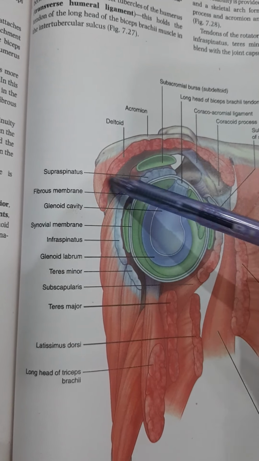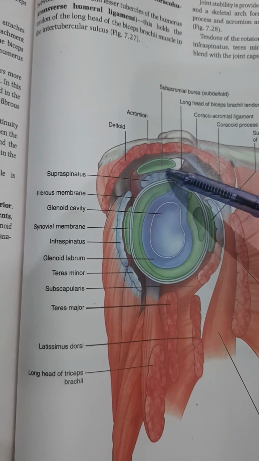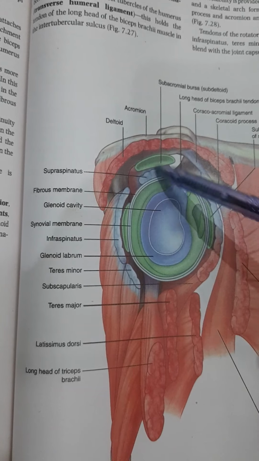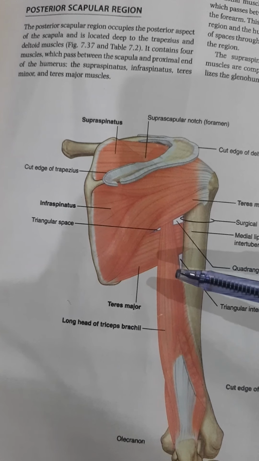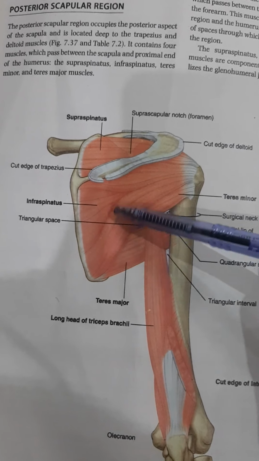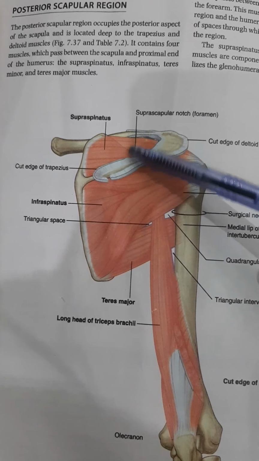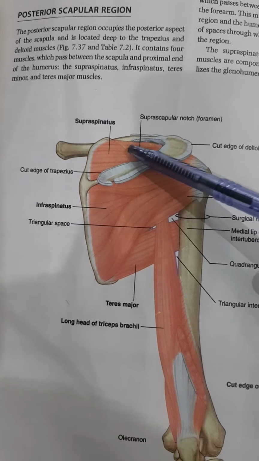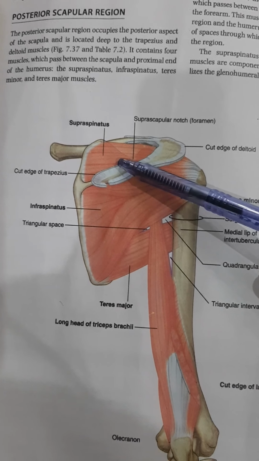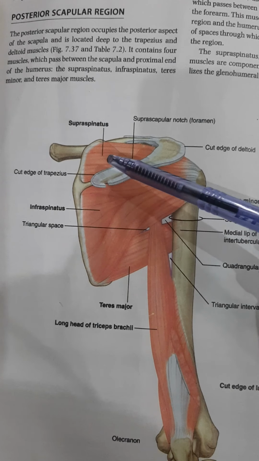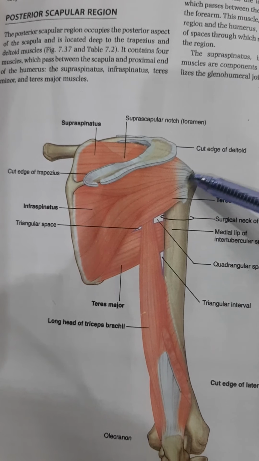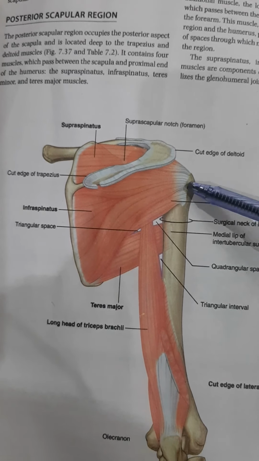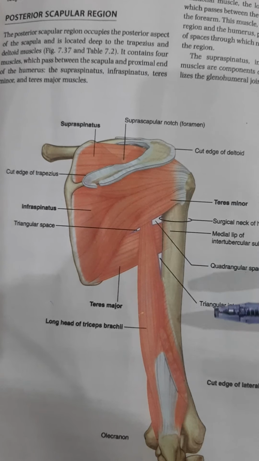Supraspinatus is the most commonly injured muscle in the rotator cuff muscles. Here are their attachments. The supraspinatus muscle arises from the medial 2/3 of the supraspinous fossa of the scapula, and it is inserted in the most superior fossette on the greater tubercle of the humerus.